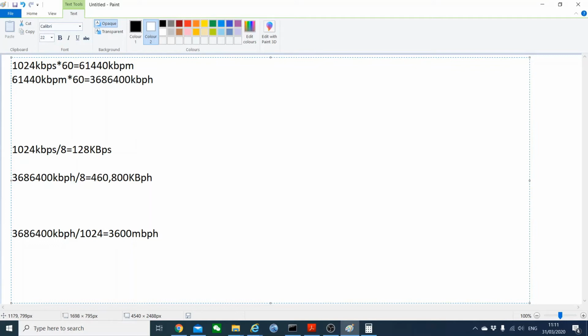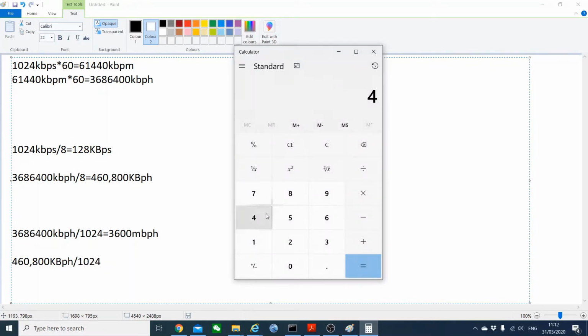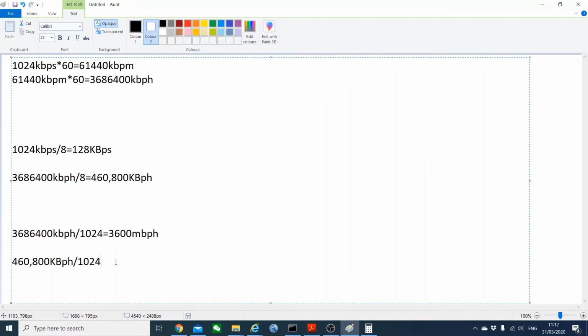Very easy. Now let's quickly do the same for the kilobytes. So we have 460,800 kilobytes per hour. We want to know how much this is in megabytes. So we will divide that number by 1024. Let's open the calculator really quick. 460,800 divided by 1024, and we get 450 megabytes per hour.